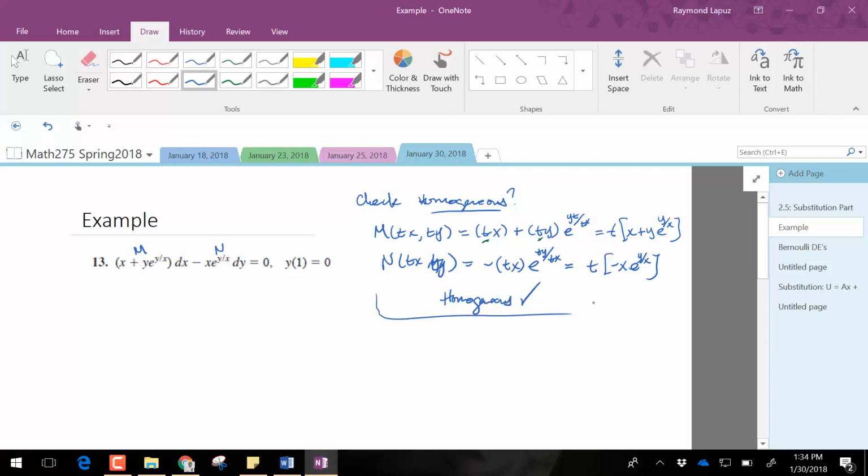We can move on to actually solve for this using a substitution. All right. So let's try to use the same substitution. y is equal to, what is it, u times x or something? And then our differential is always going to be the same.